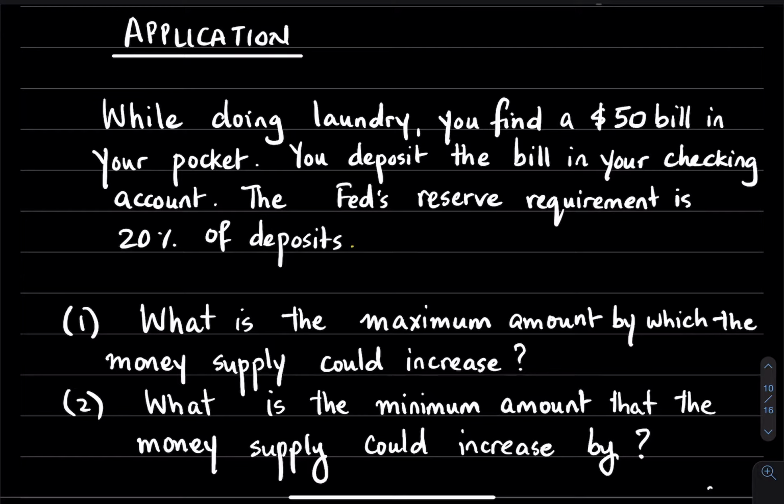The question asks you, what is the maximum amount by which the money supply could increase? And second, what is the minimum amount that the money supply could increase by? To begin this question, we want to go back to our understanding of the money multiplier. This is a good time to pause the video and attempt the question on your own.